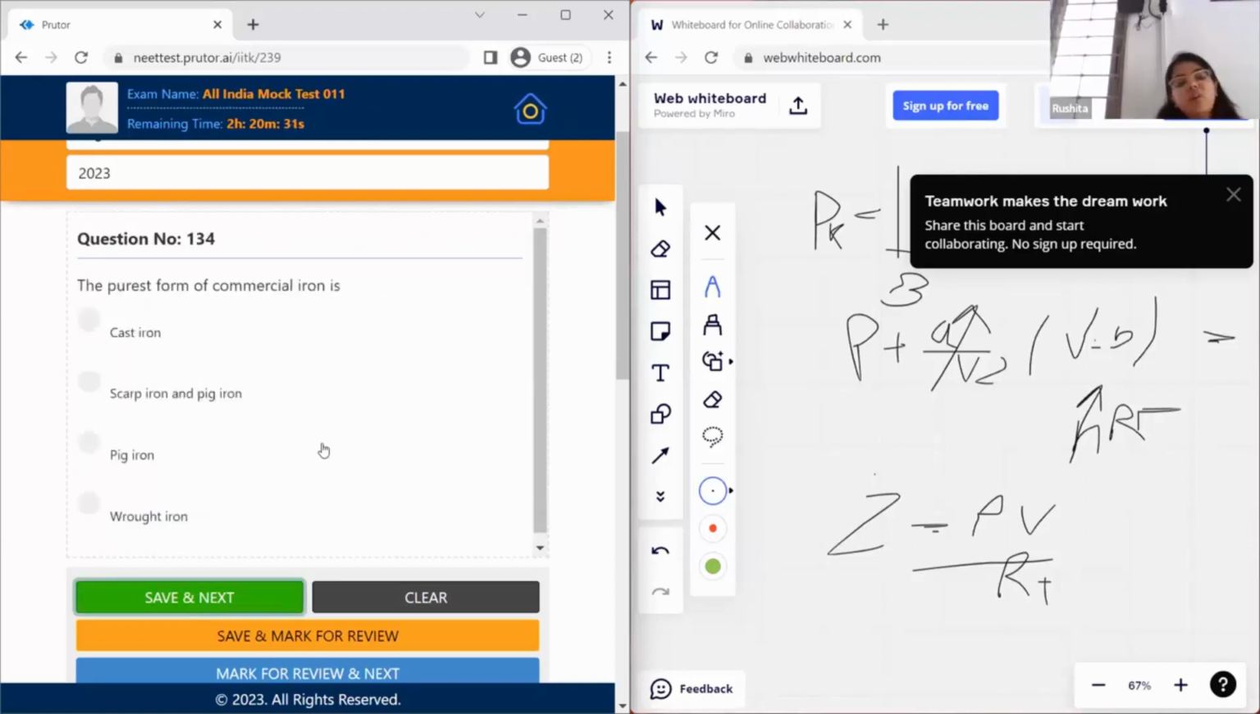This is again an inorganic question, the purest form of commercial iron. It is given very nicely in NCERT. It's the wrought iron. Need to memorize it.